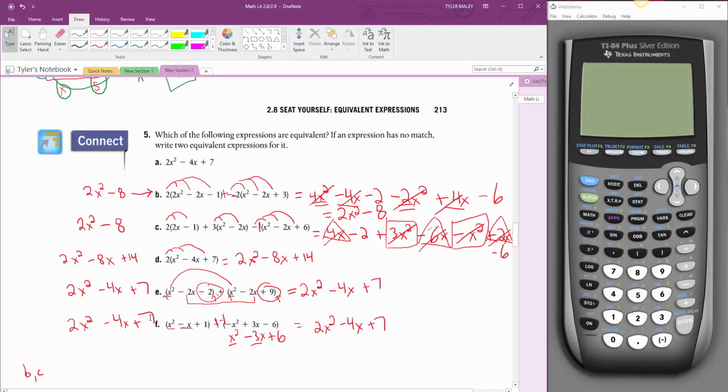So what we end up with is that A, E, and F are also equivalent. So I have B and C, which were equivalent, and also A, E, and F are equivalent to each other, because when we simplify them, they're equal. So we picked on A, B, C, E, and F. So we skipped over D. D was this lonely person, didn't get matched up with someone, so we were asked to write 2 equivalent expressions for it.